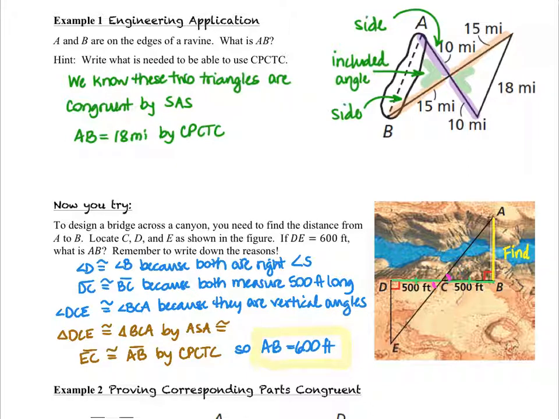All right, so we had two triangles. We see that we have some angles that are congruent. We have one length that is congruent on both. So we're able to prove that the two triangles are congruent using angle-side-angle, and that allows us to say that the corresponding parts are also congruent. That means that segment AB is going to be congruent to segment ED, which is 600 feet long. That was told to us in the question. So we are able to find the length of AB, 600 feet.